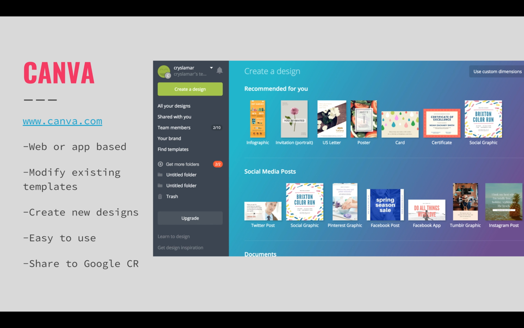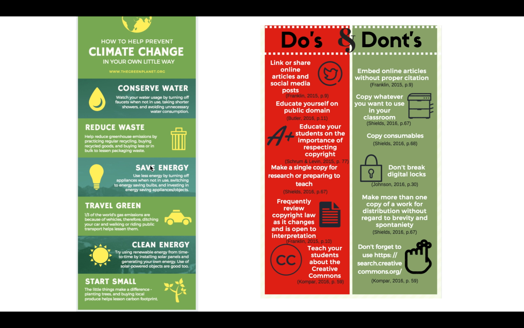But they can also use their phones, and they can do something really quick, like create a social media post or a Twitter post and turn it in, or they can do something that is a little bit more intensive, like an infographic for something that you're studying in class. And they can modify existing templates, or they can create brand new designs. Super easy to use, and they can download their files, and then they can share them also to Google Classroom to turn them in. This is a sample infographic template, and I thought that was a really neat looking template.